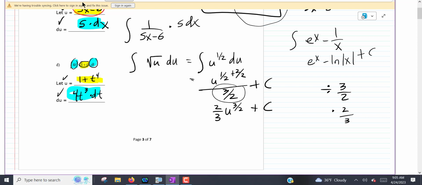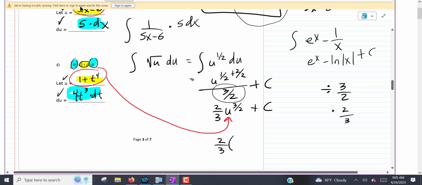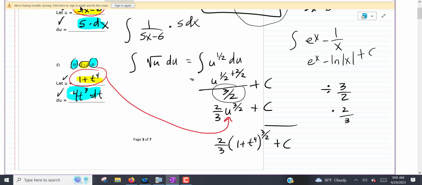That's a power rule. And then the last step is always the same on these problems. You plug in what u is because you want your final answer to have the original variable t in it. So your answer would be 2/3, 1 plus t to the fourth to the 3 halves plus c. Every problem that I did had the same characteristic. You got to figure out what u is, you got to figure out what du is, substitute, do the antiderivative, and at the end you plug the u back in. Any questions? Yeah.